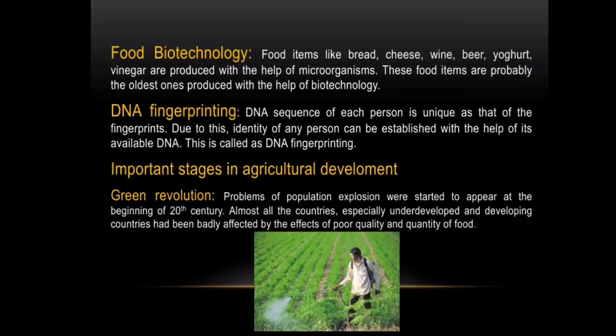Improvised dwarf varieties of wheat and rice, proper use of fertilizers and pesticides, and water management have led to increased production of food grains, and thereby a large population has been saved from hunger. Dr. Norman Borlaug from the USA and Dr. M.S. Swaminathan from India have made valuable contributions to the Green Revolution.